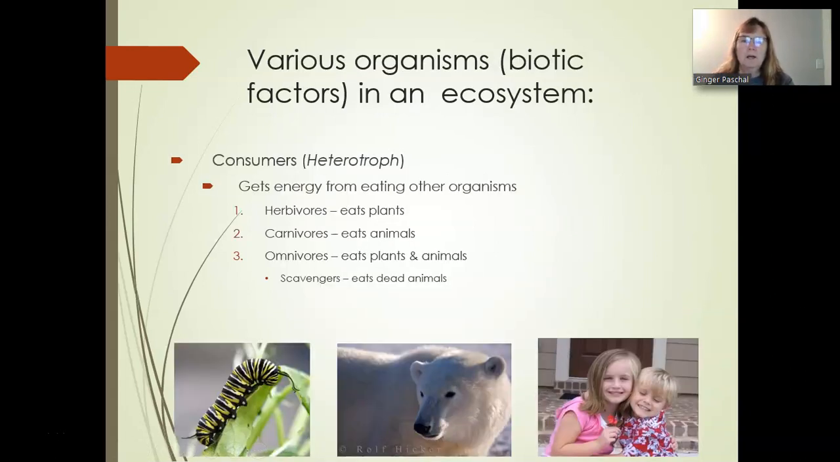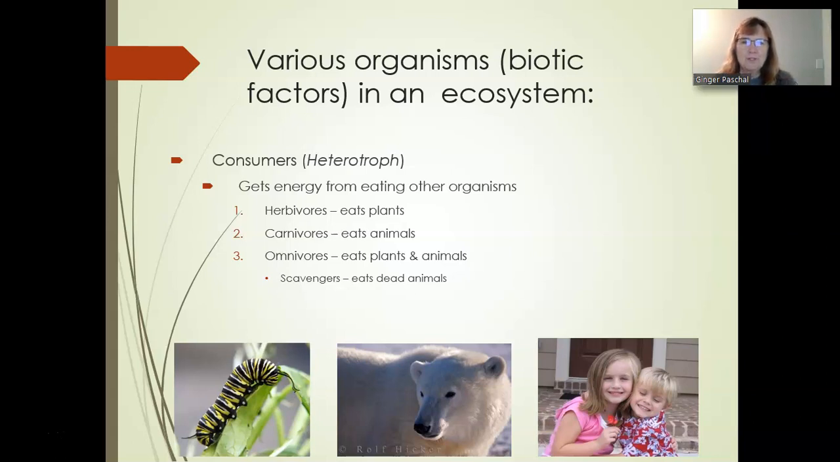So other organisms that we'll also talk about are consumers. Consumers are heterotrophs. Hetero means other, and troph means eater. So these are organisms that eat other organisms in order to get their energy. There are several types of consumers or heterotrophs. There are herbivores, and herbivores eat plants. Carnivores eat animals. And omnivores, like you and me, eat both plants and animals. Even if you're a vegetarian, you're still considered an omnivore.